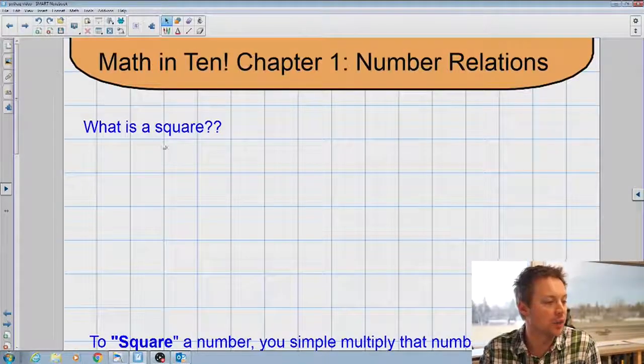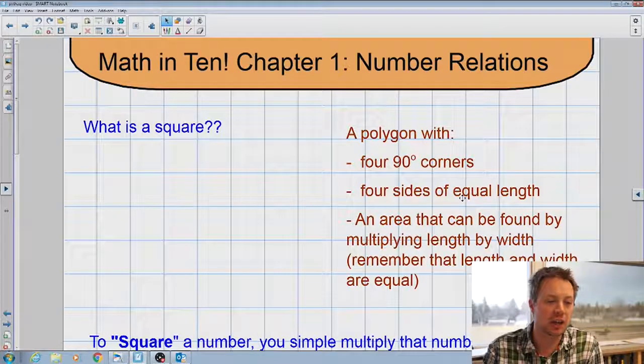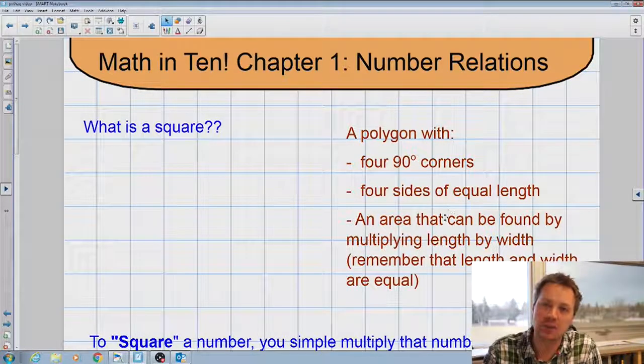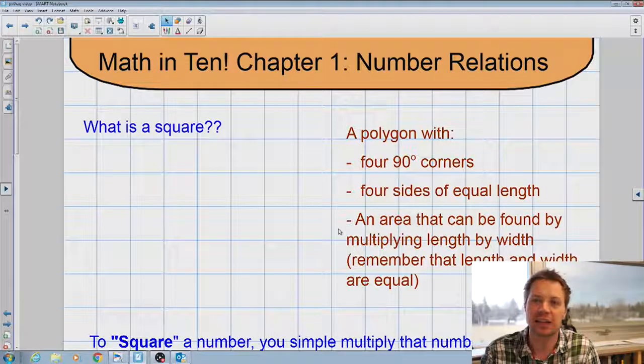Let's start with what a square is. So really simply stated, a square is just a polygon. It has to have 4 90-degree corners. It has to have 4 sides that are all equal length. And if you want to take the area of that square, you can find that by multiplying length by width. But obviously, because it's a square, length and width are the same.